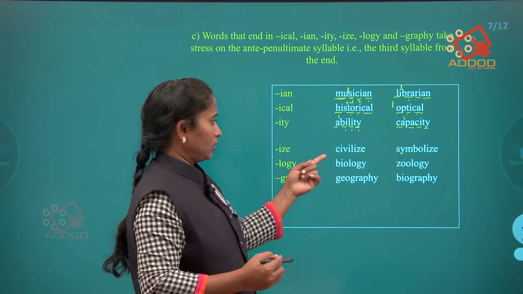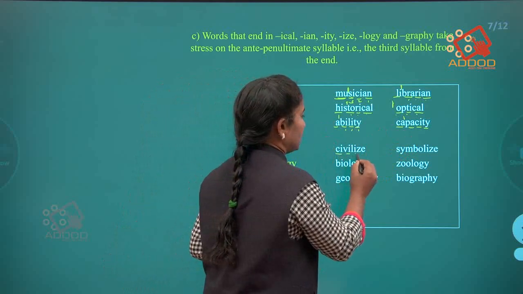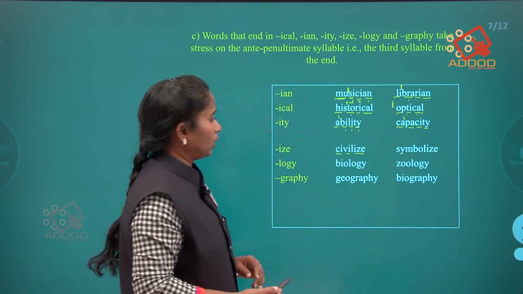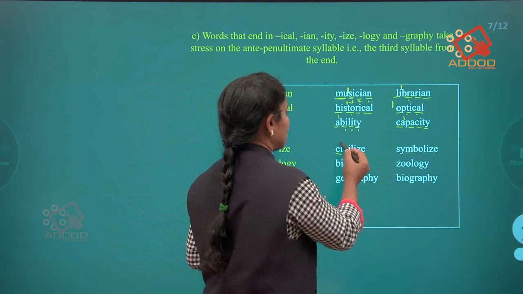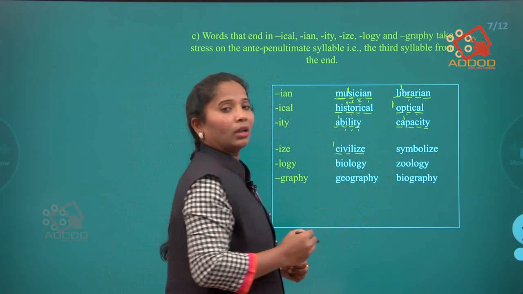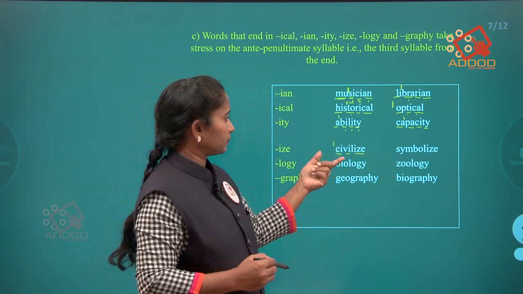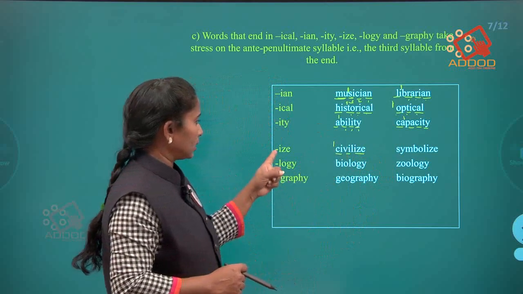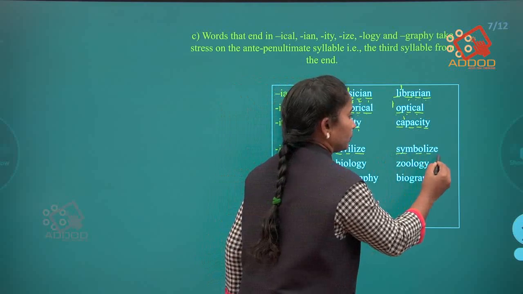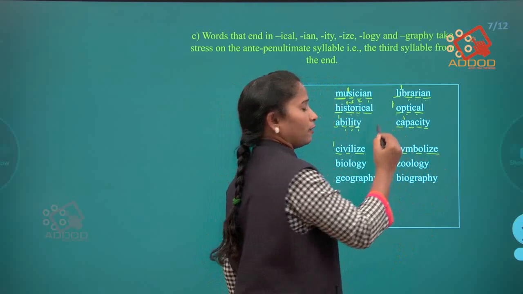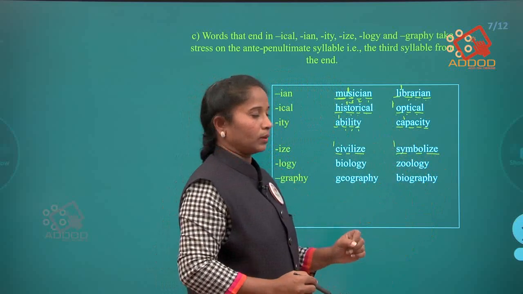IZE. So again check for the syllables. Civilize. So where do you give it? The third syllable from the end. So it is before the C. Civilize. Okay. How about symbolize? How many syllables do you have? So it's on the first syllable itself. Only 3 syllables, so on the first one.